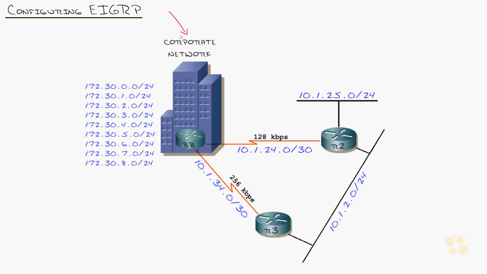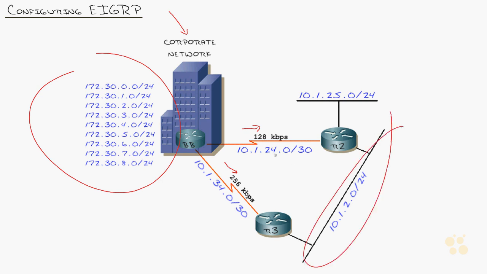Here's our scenario. We've got the corporate network on the left, a whole bunch of networks over here that are just begging to be summarized, connected over some slow links to router 2 and router 3. Maybe this is the same office over here with a primary and a backup connection.